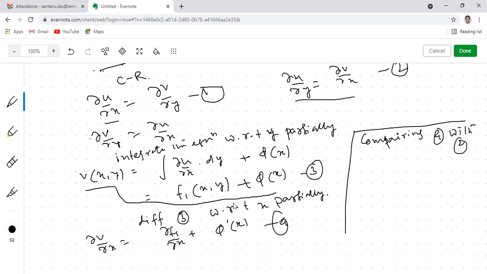So we are comparing both ∂v/∂x. ∂u/∂y is known to us and will be equal to ∂f1/∂x plus φ'(x). Now ∂u/∂y is known since u is known to us, and this thing is also known to us since we are getting this by integrating. So by comparing, this is known and this is unknown, so we can solve this and find the value of φ(x). Then by putting the value of φ(x) here, we'll get v(x,y). So this is another method. I'm giving just one example, then I think it will be clear. Is the method clear?